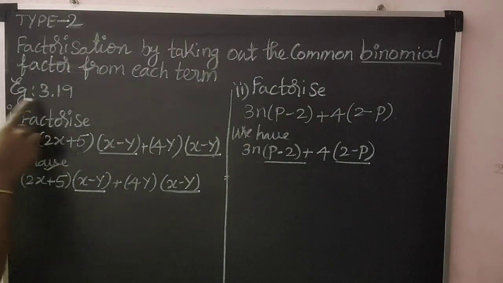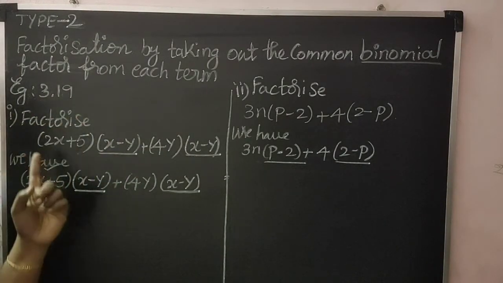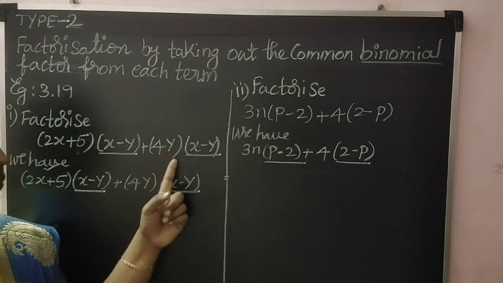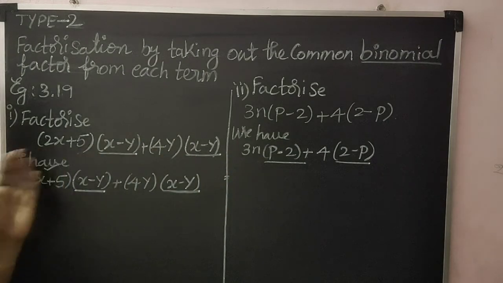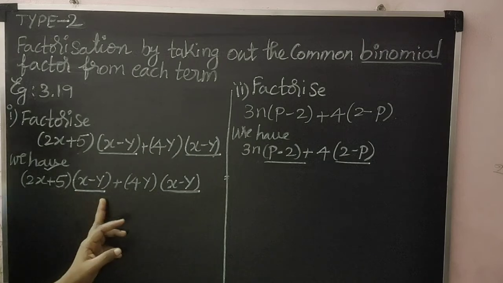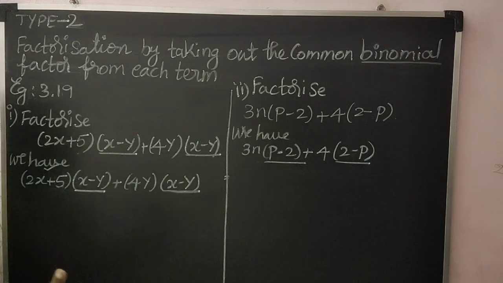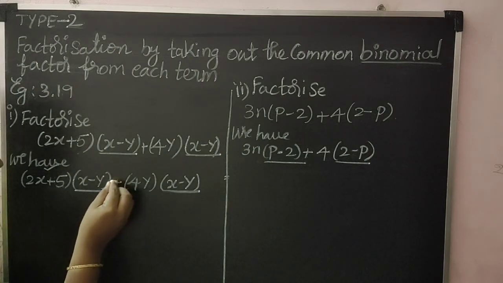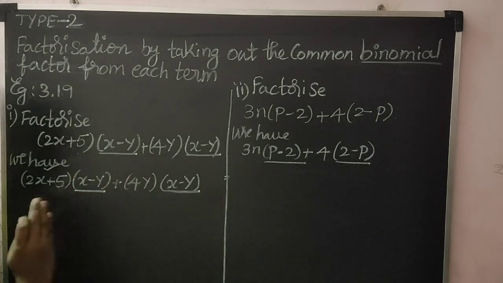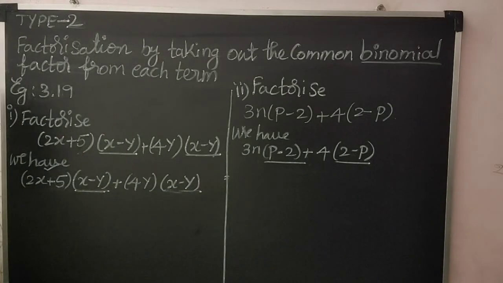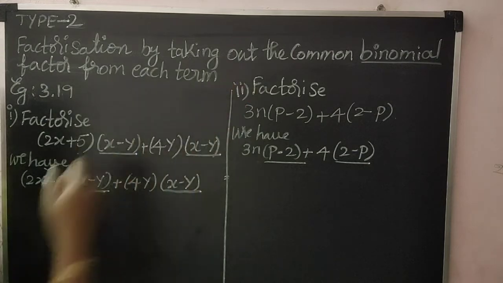Okay. So you see the example 3.19, first one: factorize (2x plus 5) into (x minus y) plus 4y into (x minus y). Observe here, my children, you have 2x plus 5 into x minus y plus 4y into x minus y. How many terms are there? 2 terms. Already I told you, plus and minus only separate the terms, isn't it? We can say the terms using plus and minus. So here you have plus, so how many terms are there? 2 terms. In these 2 terms you have x minus y. Here also x minus y. Isn't it? So this is a binomial, so that is type 2.